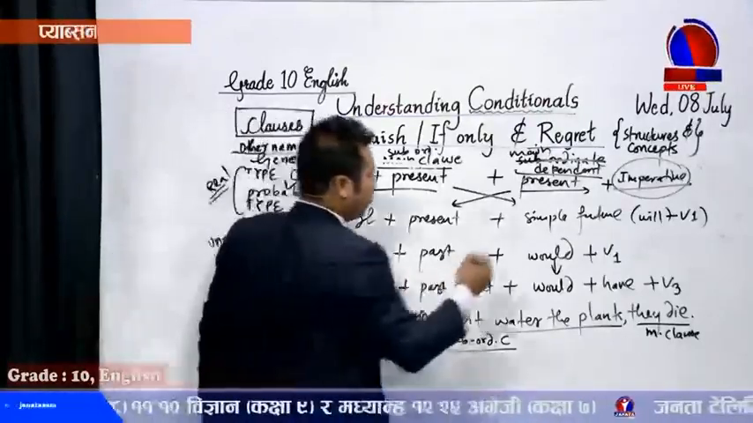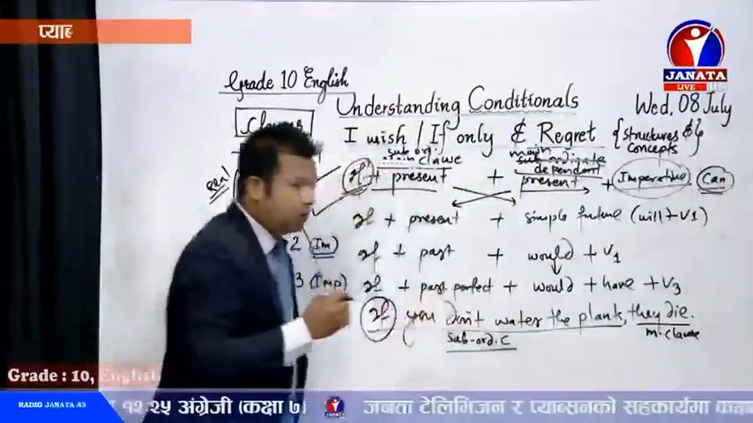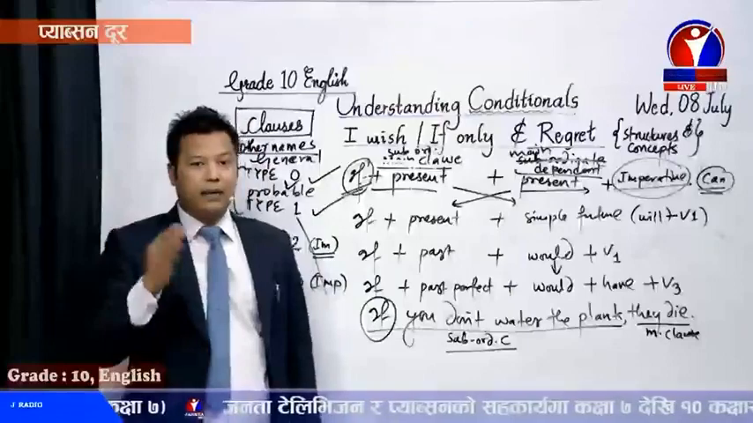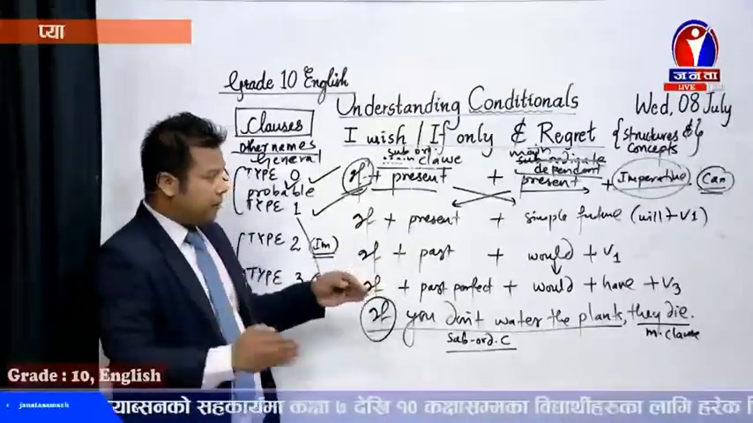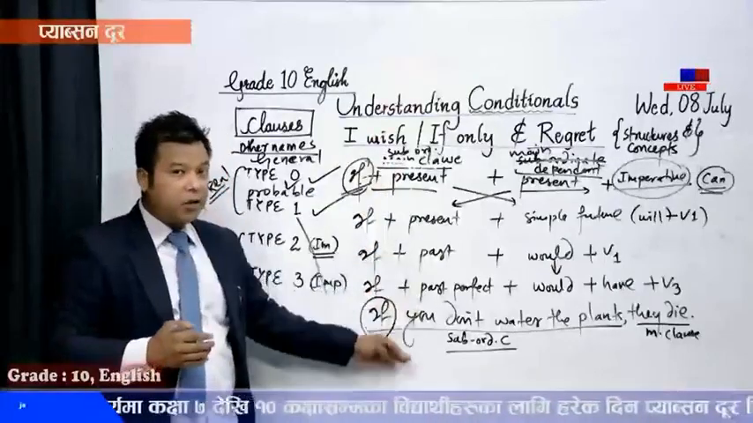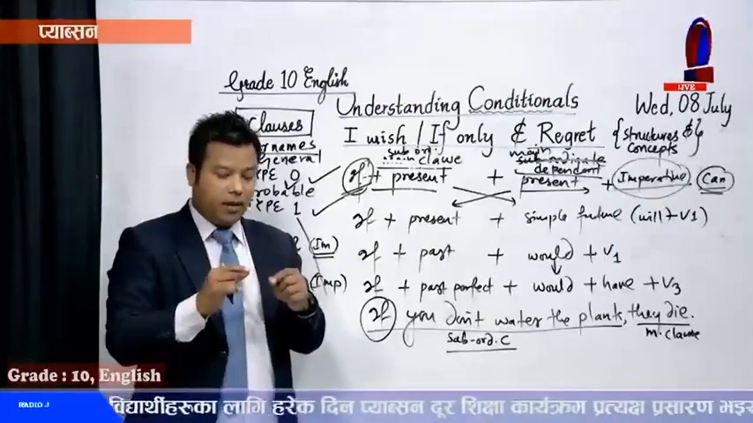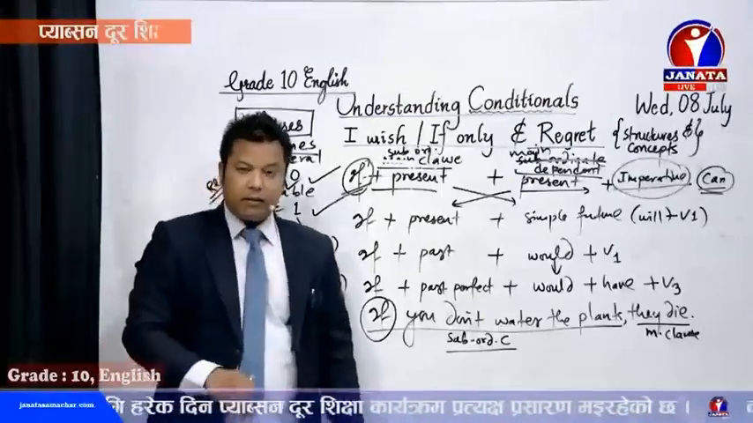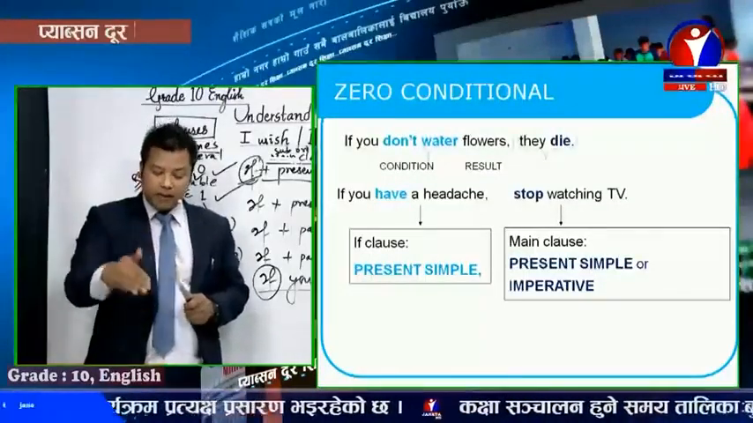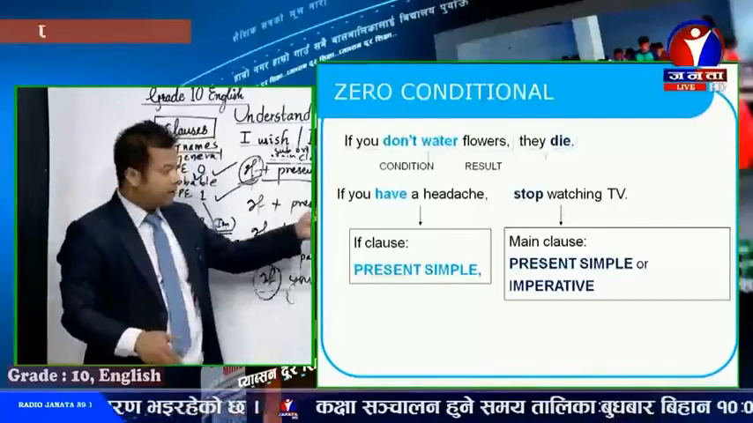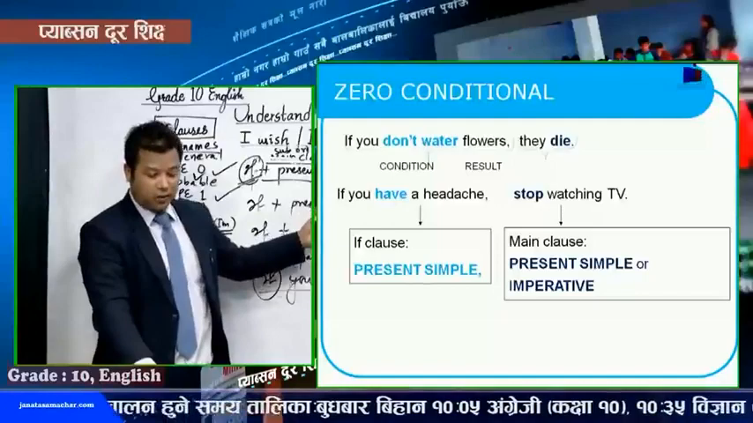Now, I introduce one more concept of can. Right now, we're not going to focus on these modal auxiliary verbs. Maybe, if we have time, we will do that later. But my concern right now is to make you feel easy in understanding the tense variation and the positions of the main clause and the subordinate clause. Now, see the illustration of the zero conditional. I use simple present tense, or imperative structure. That is understood. You can make thousands of sentences now by following this structure.